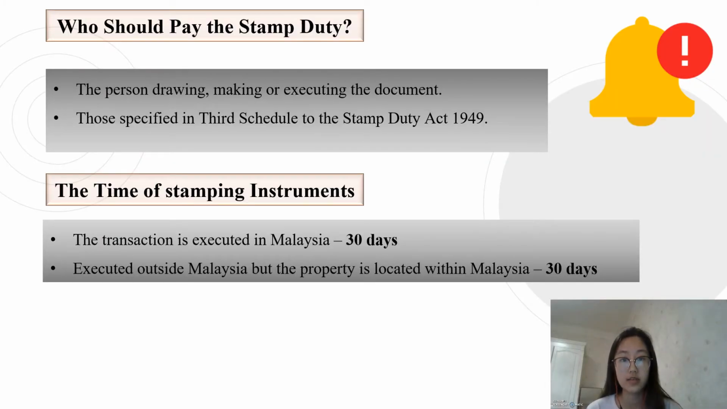Then, who should pay the stamp duty? The person drawing, making, or executing the document, or those specified in the third schedule to the Stamp Duty Act 1949. And when is it chargeable? Instruments executed in Malaysia which are chargeable with duty must be stamped within 30 days from the date of execution. When the instruments are executed outside Malaysia, they must be stamped within 30 days after they have first been received in Malaysia.